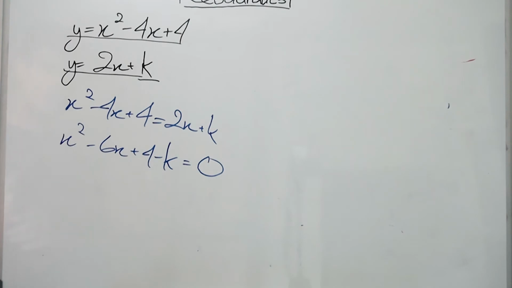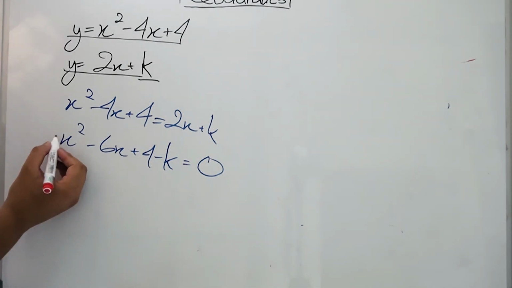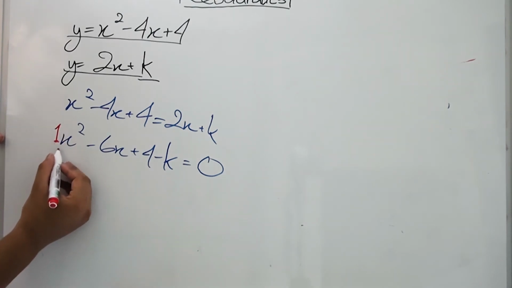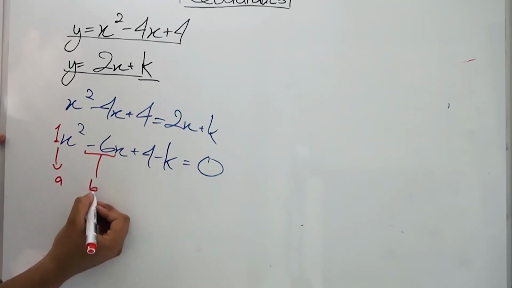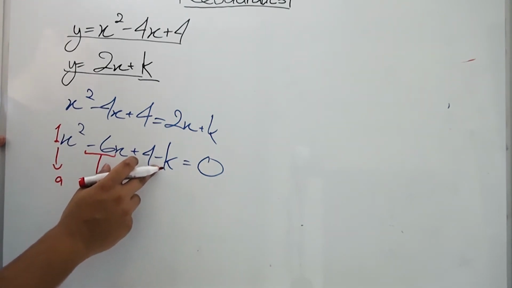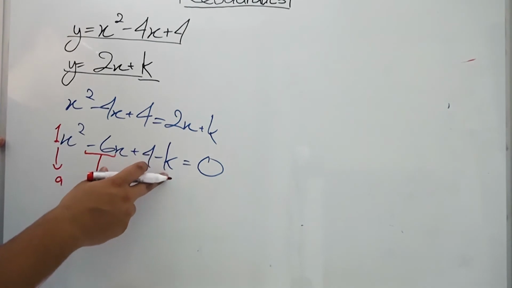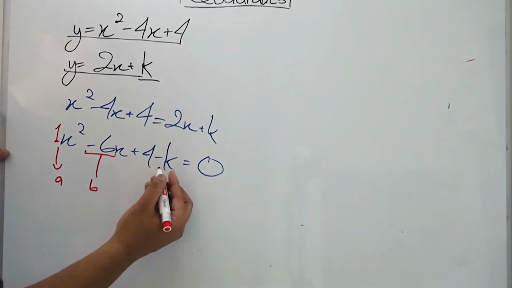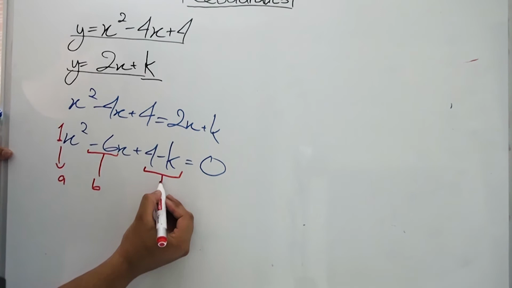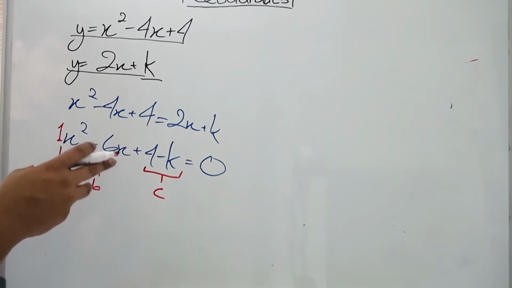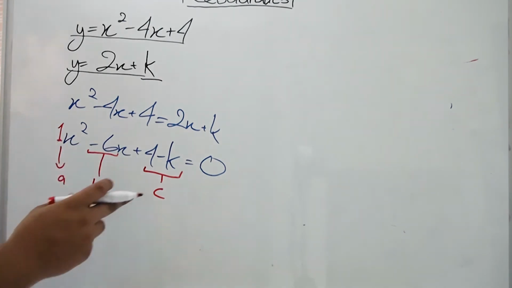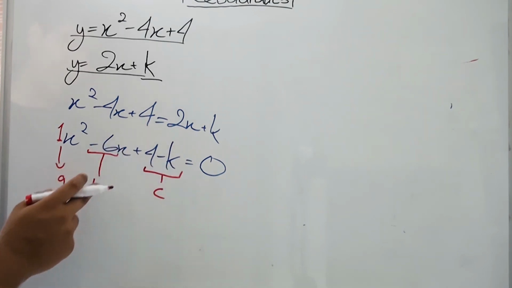Now in this, the tricky part is finding out what a, b and c are. It's not that tricky, it's really easy. Over here it's 1 because there's no coefficient. This will be a. Over here minus 6 will be b. And over here you can see there's 4 and minus k. Because k does not have an x, this will also be included in c. So 4 minus k is c. It's not only 4, it's minus k as well because there's no x. And as you remember, if there's no x, it means it's included in c. If it was kx, it would be included in b as well.